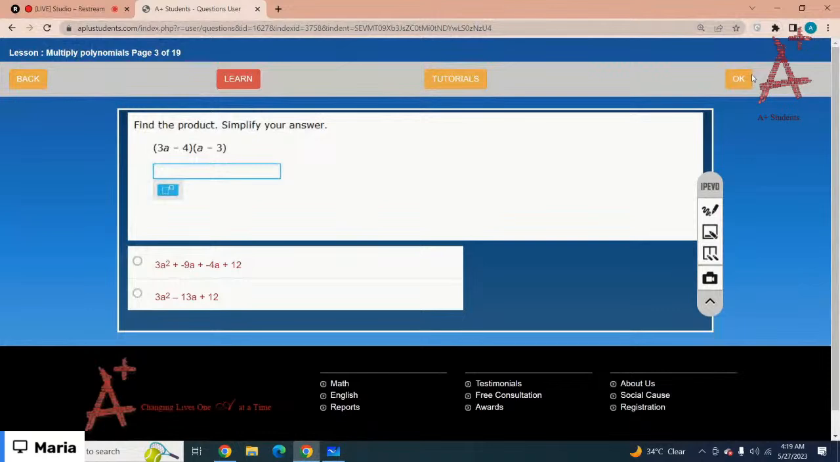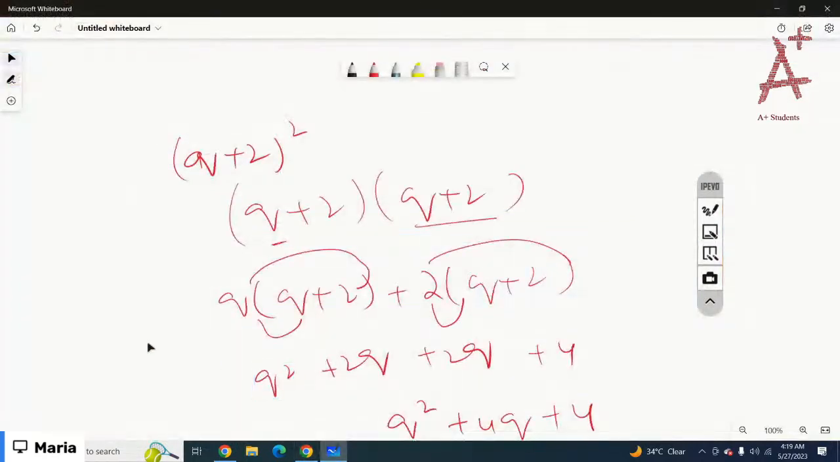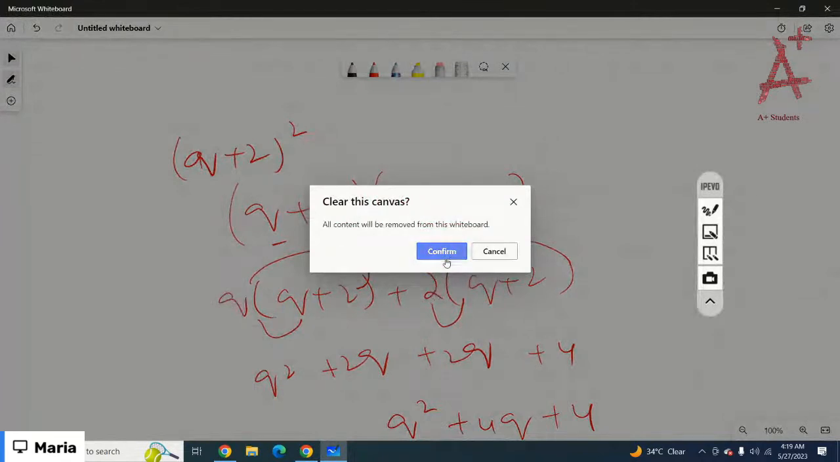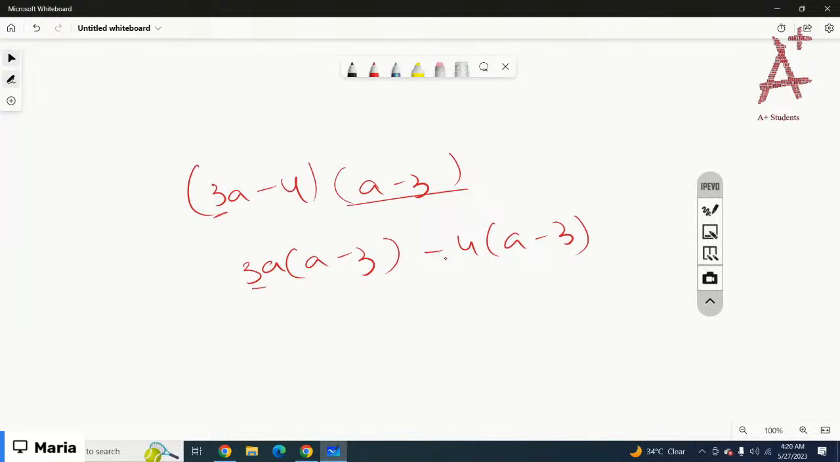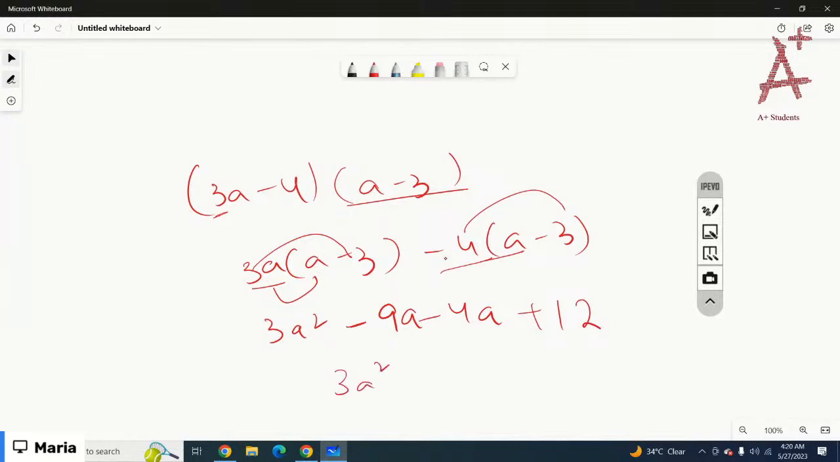Okay, the next one is 3a minus 4 times a minus 3. You have to multiply 3a times a minus 3 and minus 4 times a minus 3. So 3a times a will be 3a square. Then 3a times negative 3, it would be minus 9a. Then negative 4 times a is negative 4a, and negative 4 times negative 3 is 12. Got it? So it would be 3a square minus 9a and 4a is 13a, and plus 12.